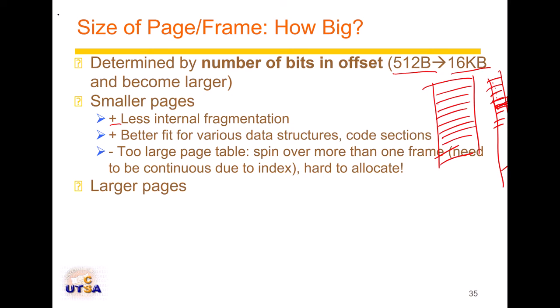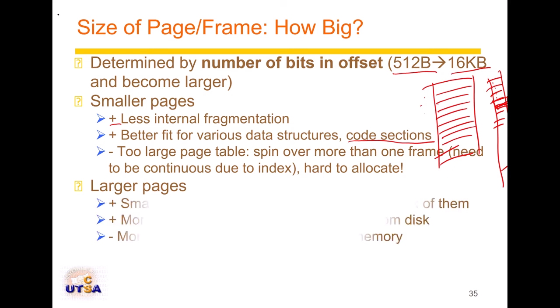It will be a better fit for various data structures, code sections, etc. And the negative part of this is, if you make the page size smaller and smaller, then you have more pages and more frames, and to be able to represent those frames and pages, you need more bits, so the P bits and the F bits will be higher and higher, and that will create a problem for us, because then the pages are small and you have too many pages, so your page table may not fit into one frame for a good design choice, right? So in that case, we may want to have a balance, okay?